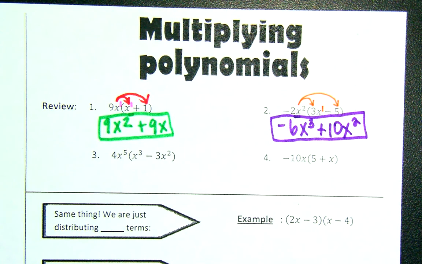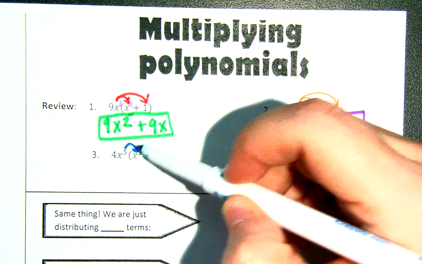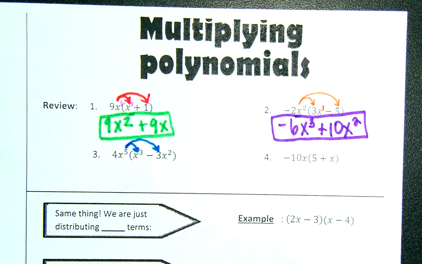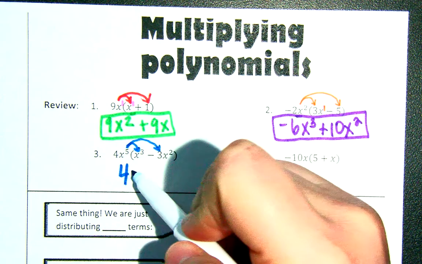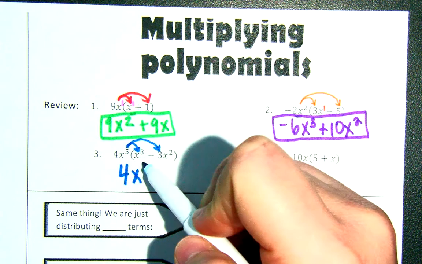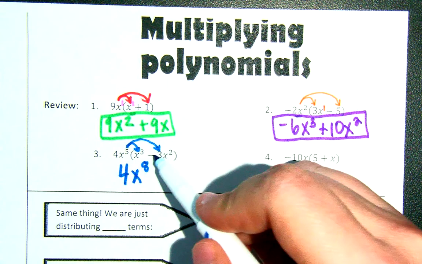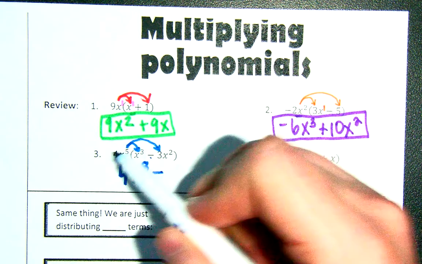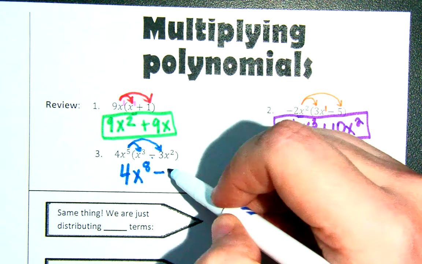Let's do the next one. Number 3. Again, I'm going to distribute. So I have 4x to the fifth times x to the third. So it's 4x to the, I'm going to add those, and so that would be an 8. And then 4x to the fifth times negative 3x squared would be minus, because a positive times a negative is a negative. And then 4 times 3 is 12.